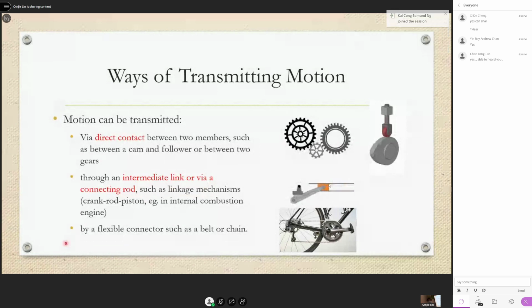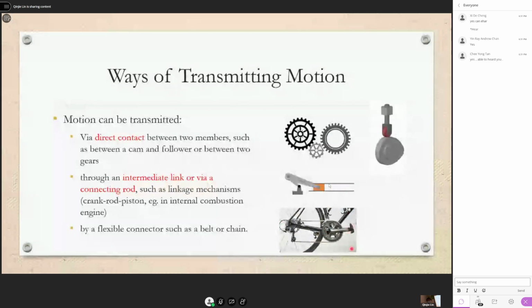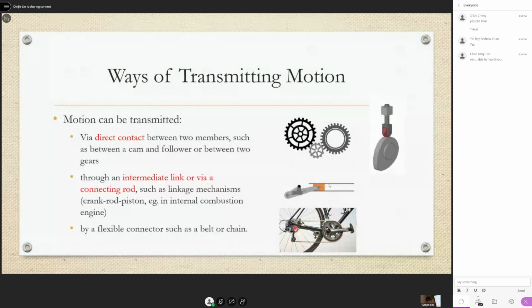Then the third way is by flexible connector, such as a belt or a chain. This one you all will be the most familiar with. It appears in bicycles. When you have chains, this chain can be very long also. Basically, you turn here, then via this chain, you can turn something else somewhere, depending on where the chain is connected to.